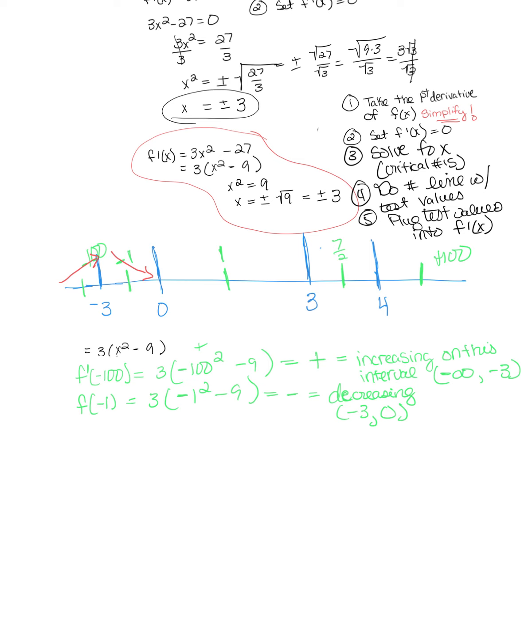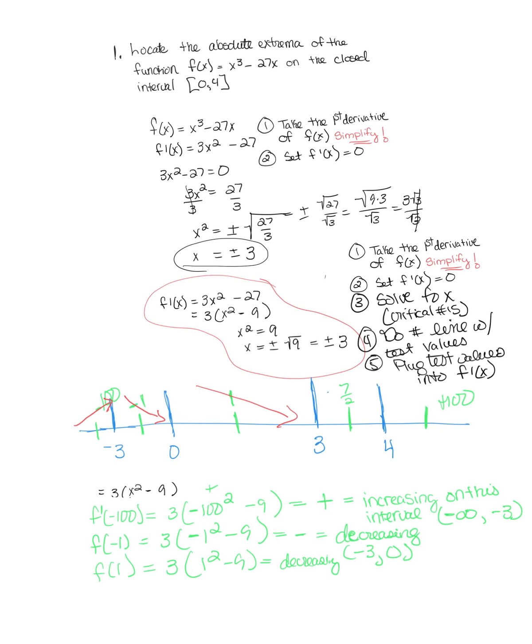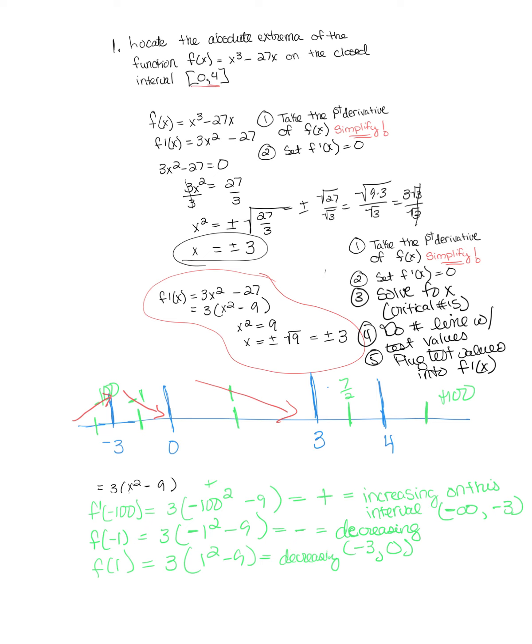Now, what about between 0 and 3, which is here and here? We're going to plug in this 1. So we have f prime of 1 equals 3 times 1 squared minus 9. Same thing, still decreasing. Why did I put a 0 there? I was actually asking that to myself. Okay, because that's the end of my interval.